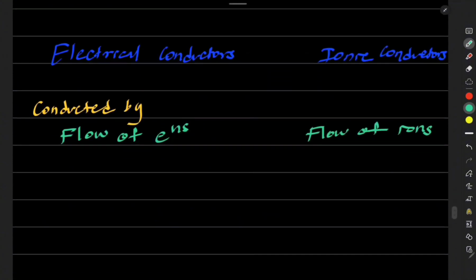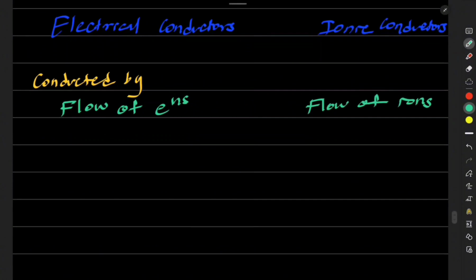If we consider solutions, they can be categorized into three types: strong electrolyte, weak electrolyte, and non-electrolytes. Non-electrolytes are insulators. If a particular substance is fully ionized, it is a strong electrolyte. It can be a strong acid, a strong base, or an ionic solid.